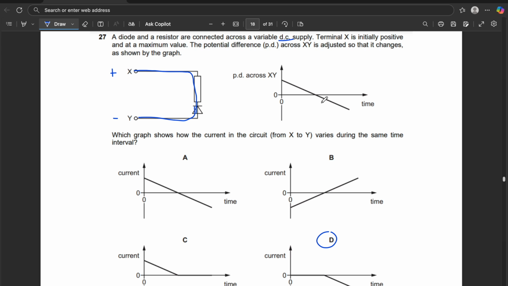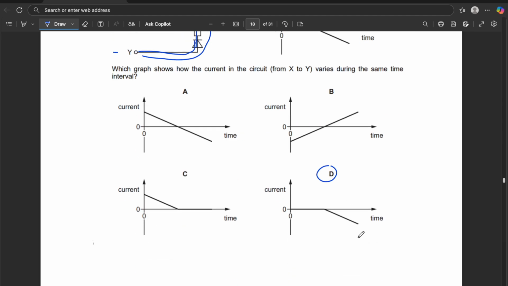And for the second part, you can see that it is adjusted, which means at first, from X to Y, X is larger, and after this part, obviously this is in the opposite direction, so you can still travel like this, and that's why you have current in this direction. So the answer is D.